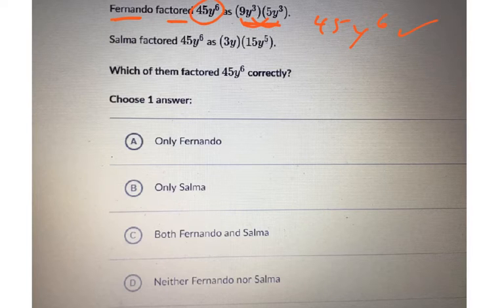Good job, Fernando. Salma decided to do it this way. 3 times 15, again, is 45. y times y^5, remember 1 plus 5 is y^6. So both of them were correct. So you would click both Fernando and Salma, right? And you'd click check and it would work.